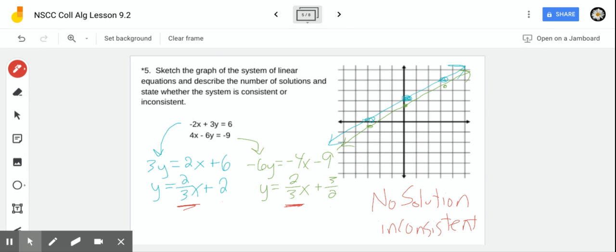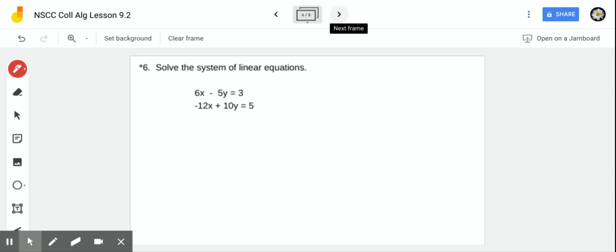All right, let's check out one more problem. We want to solve this system of linear equations. This time we're just going to do it algebraically. We're not going to graph these. I think I'm going to eliminate x's. So I'm going to multiply this by 2. That gives me 12x minus 10y equals 6. And the bottom equation is negative 12x plus 10y equals 5.